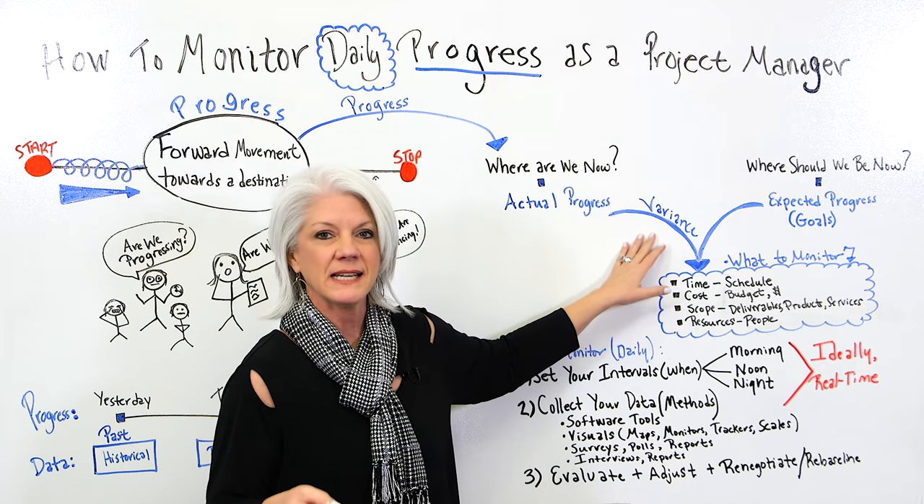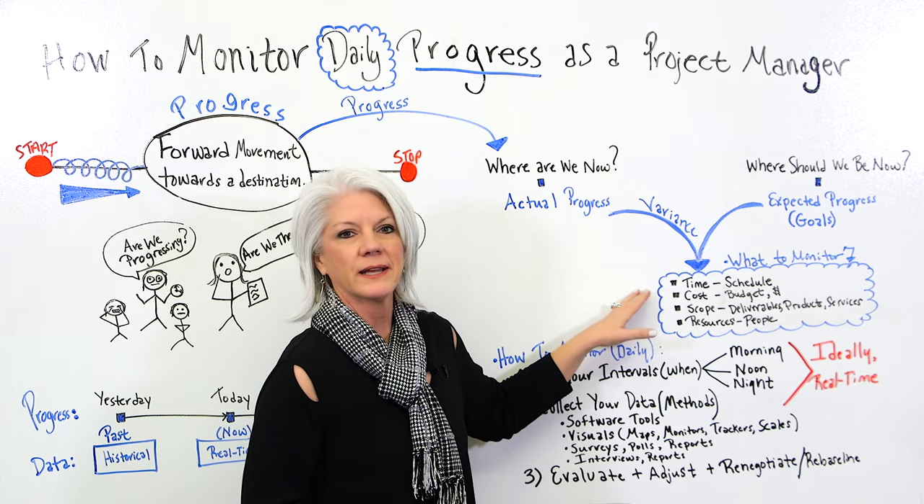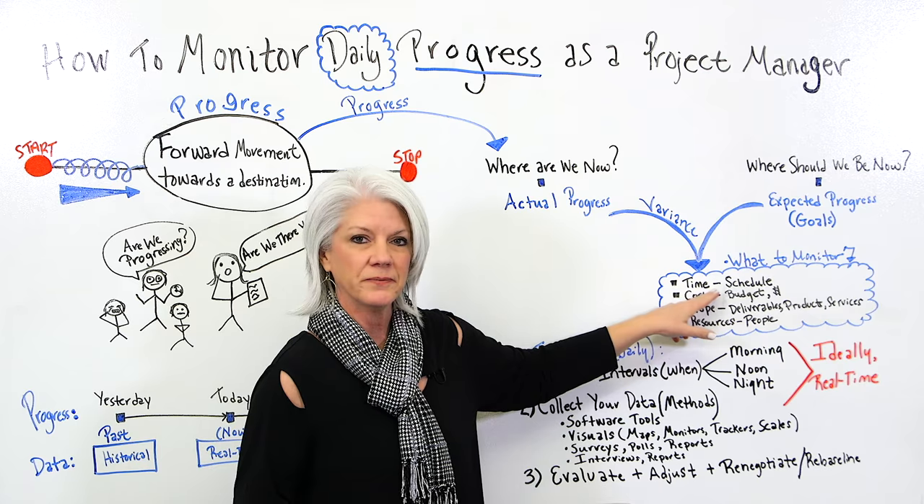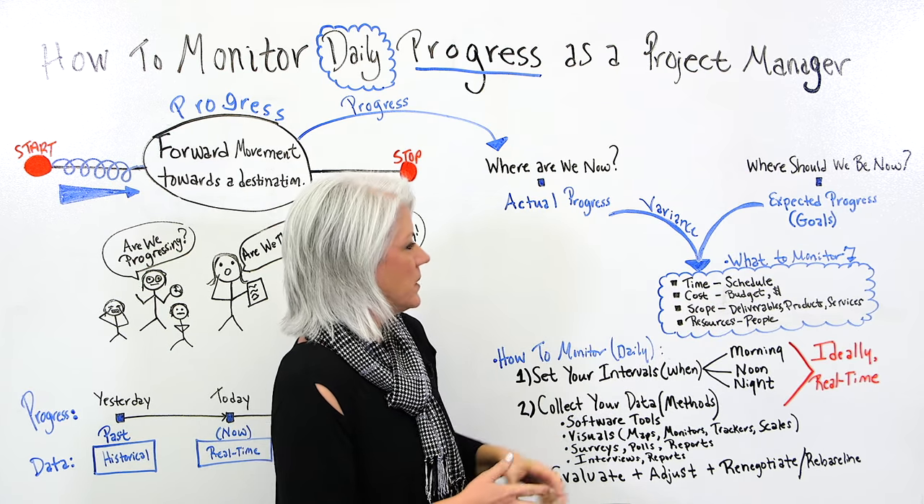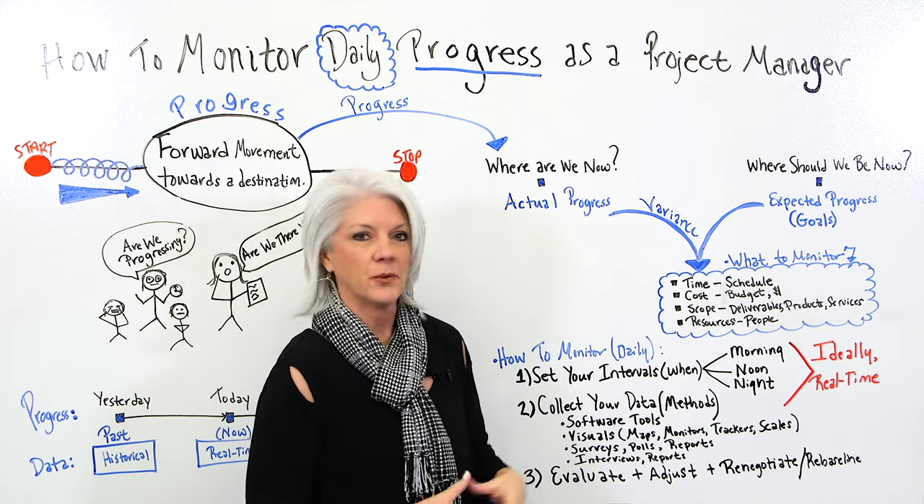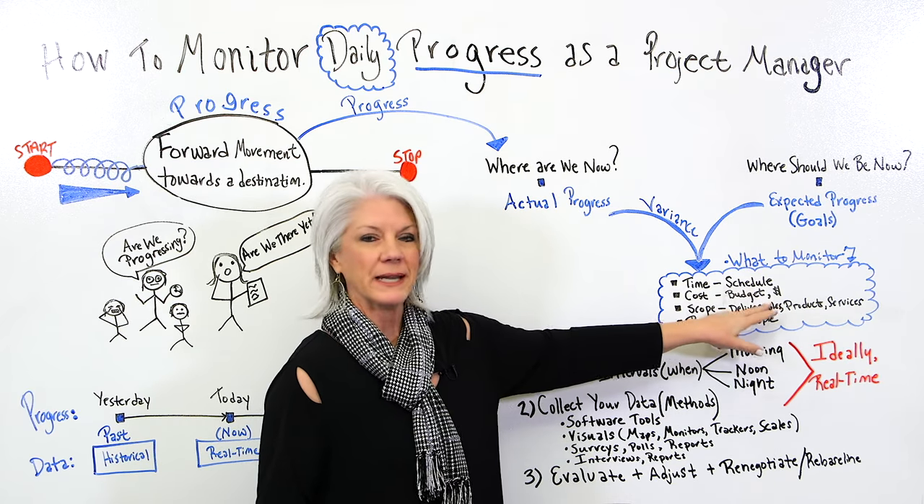And here are the things that we want to monitor on a project. We want to look at time. Where are we in relation to the schedule? Are we ahead of schedule? Are we behind schedule? We also want to look at the cost, specifically our budget. Are we meeting our budget? Are we exceeding our budget? We want to know about the money.